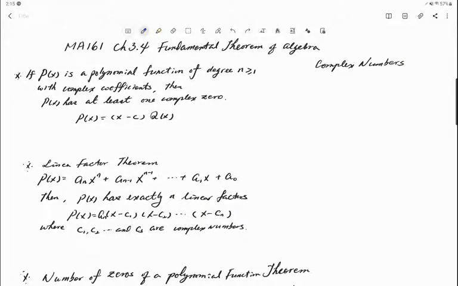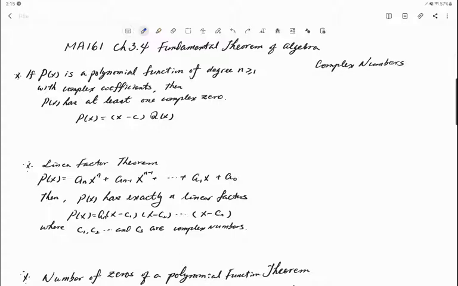Chapter 3.4 Fundamental Theorem of Algebra. Okay, there are some theorems and definitions. First of all, let's say P is a polynomial function of degree n that is greater than 1. Now, with complex coefficients, then P of x has at least one complex zero.